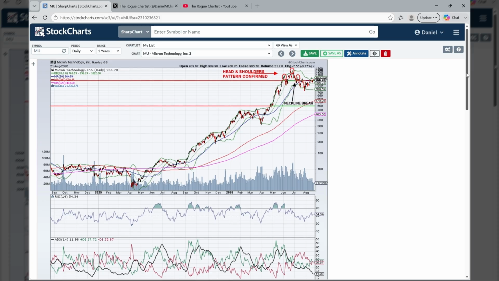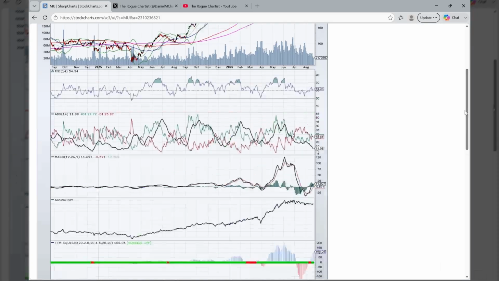Do I have my accumulation indicator on here? Yes. So you can see this is the accumulation distribution indicator. It's showing basically people accumulating the stock, right?